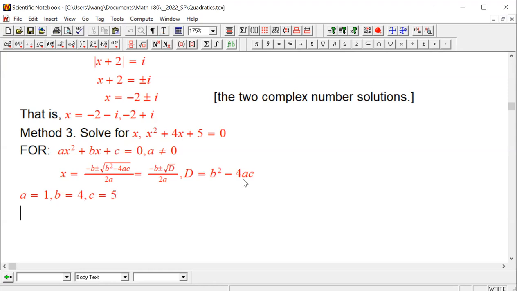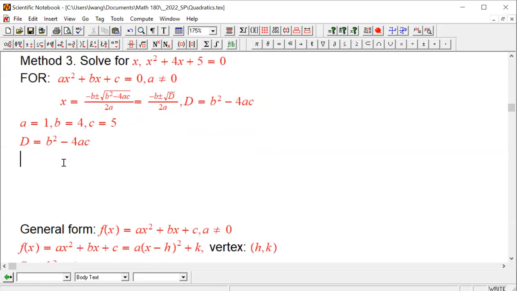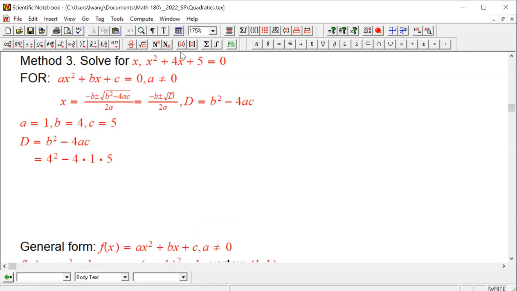And then, you know, my little favorite procedure, to keep it nice and clean. So we got 4 squared minus 4 times A times C, which is 5. 16 minus 20.